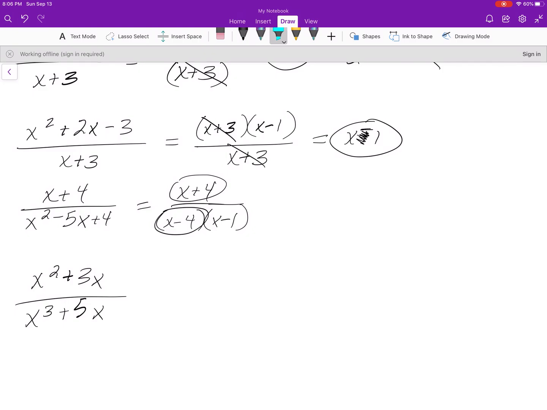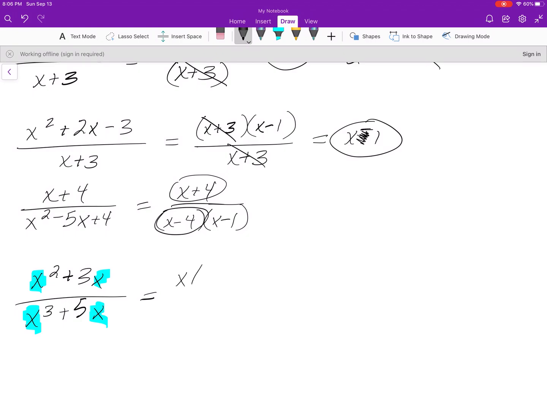Okay, very tempting to go, oh, I see a lot of canceling. I could go x cancels with x. I could go this x cancels with this x. But you can't do it because those are added to another term. So first you have to factor it, then you can think about reducing it.